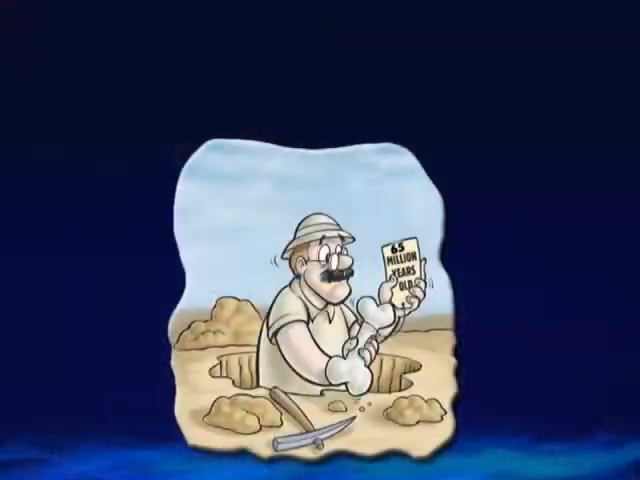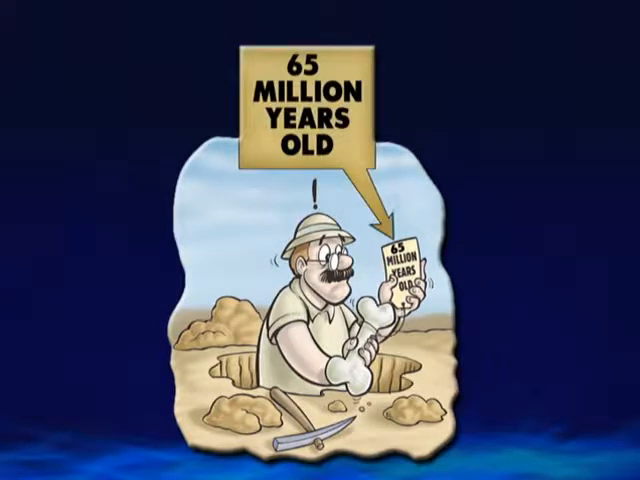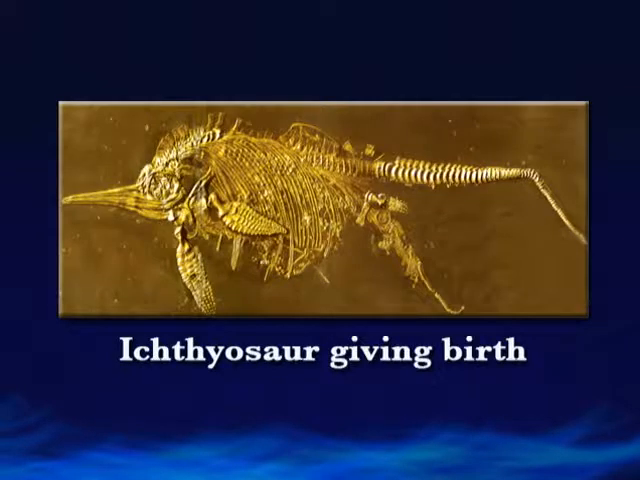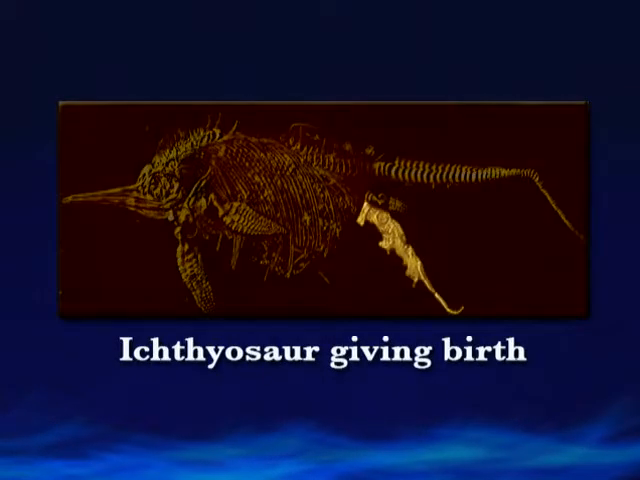We need to understand that fossils do not come with labels on them saying how old they are. The scientists have to infer that from other evidence. But there's lots of evidence in the fossil record that fossils form rapidly. Here is some interesting evidence. An ichthyosaur fossilized in the act of giving birth.